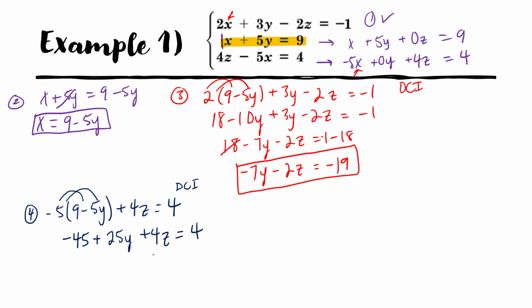Equals 4. Okay. Is there anything to combine on the left side? No, we just got to isolate our variables. So y and z, what do I need to do to get y and z in their coefficients by themselves? Plus 45. So now we're down to 25y plus 4z equals 49.